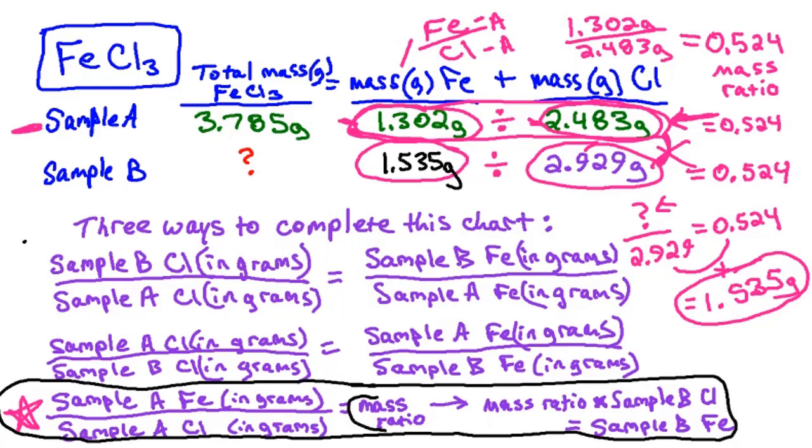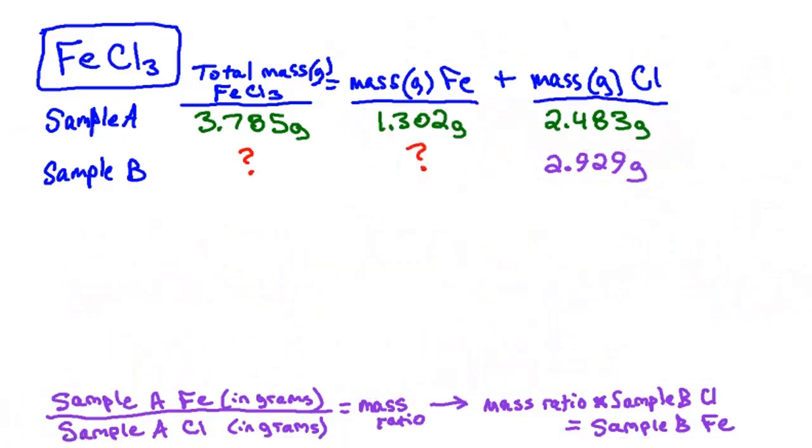And that is the third way, and really the whole definition of the law of constant composition is there's a mass ratio between the amount of grams of one element and the amount of grams in the other element. If you just divide those into each other, you get a mass ratio, and you can use that to calculate the amount of grams in a different sample. So what about filling in the first column of the chart, the total mass of iron chloride in grams? See, we have this question mark here we haven't addressed yet.